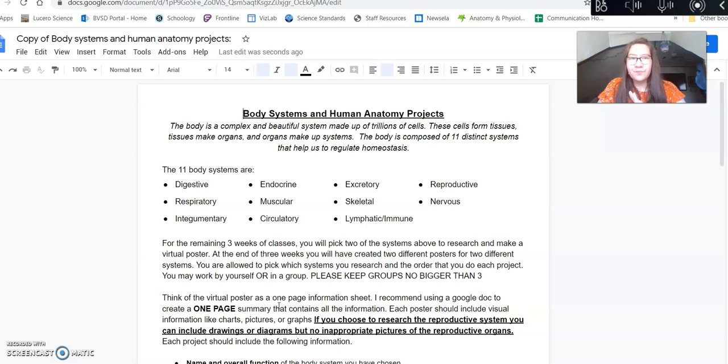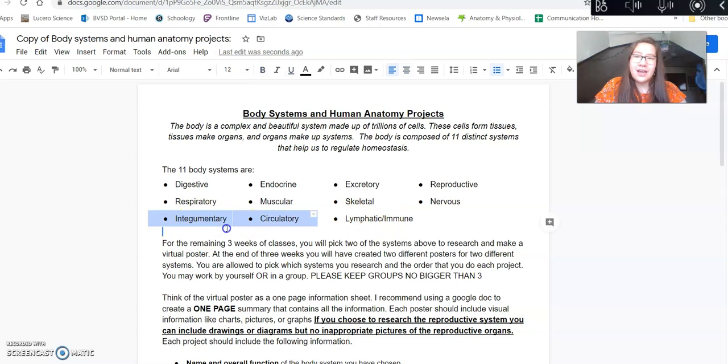So, what's happening with this project is, obviously this last unit is supposed to be body systems and human anatomy, and while we can't do dissections, that's very sad, we still get to learn about the 11 body systems through this assignment. So, we did the actively learns, and hopefully that piqued your interest in one or a couple of these systems. A couple of them we didn't really talk about, but you might still be interested in.